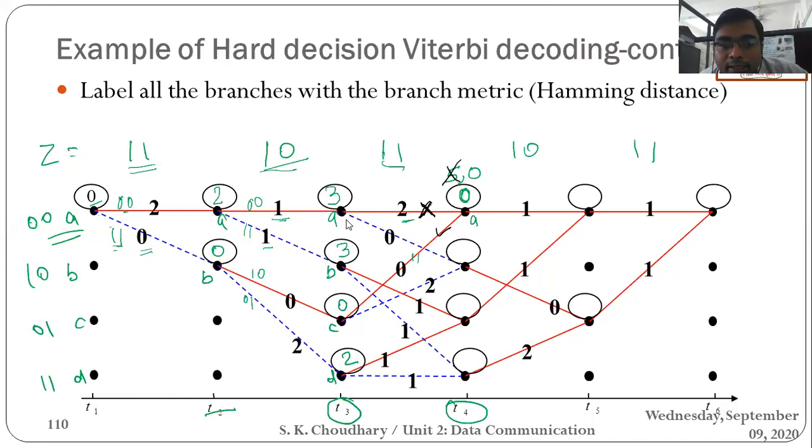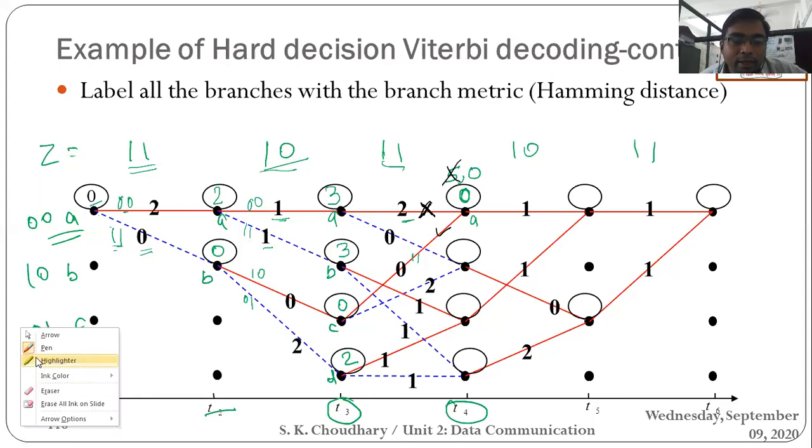Now again come to T3 and A. The second input to this A is binary 1. So when you receive binary 1 at A, your output is 1 1. And compare the 1 1 with the 1 1. So your Hamming distance is 0. So 3 plus 0 is 3.